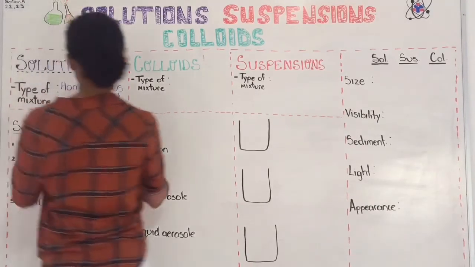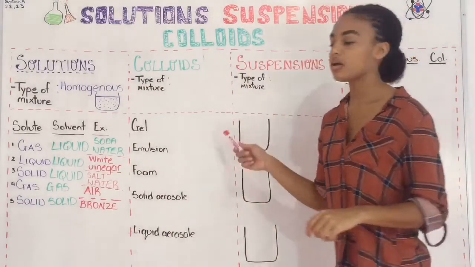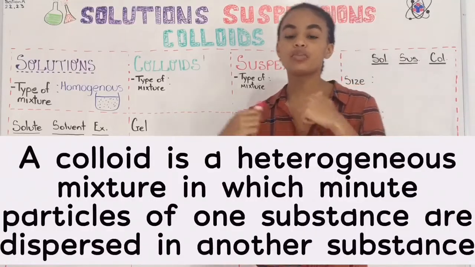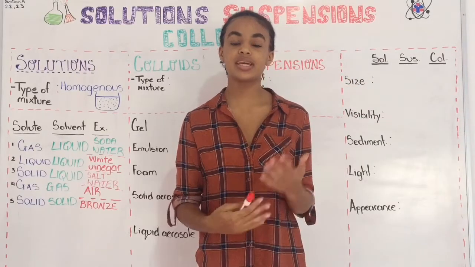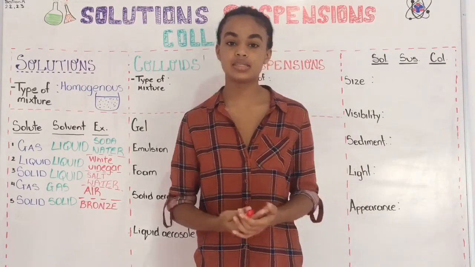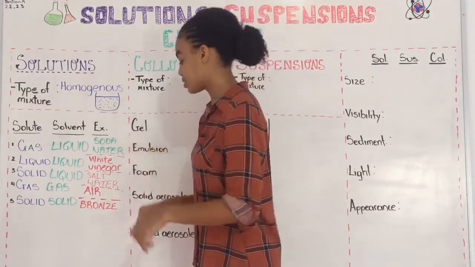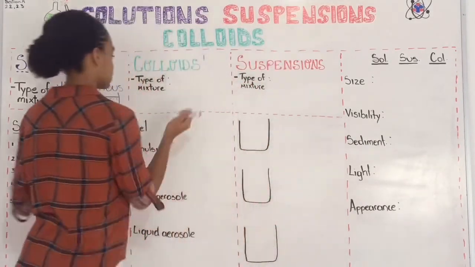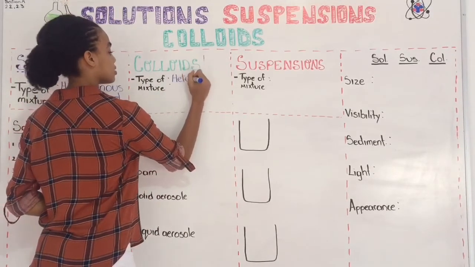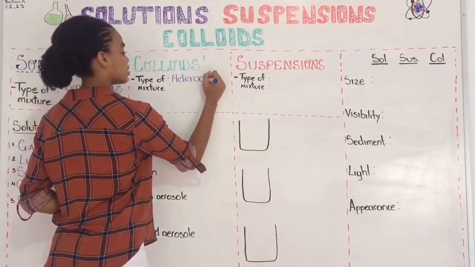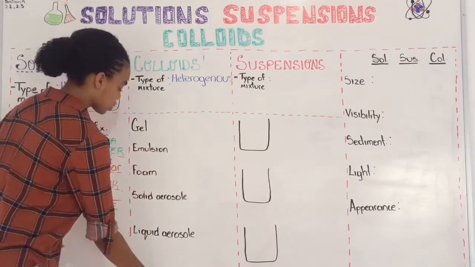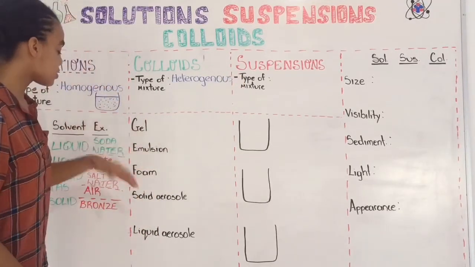Great, so we finished solutions and now we're going to look at colloids. Now colloids are considered a heterogeneous mixture. If you remember from the last video, a heterogeneous mixture is inconsistent and the component particles are easily distinguished. So we say that colloids are heterogeneous mixtures.